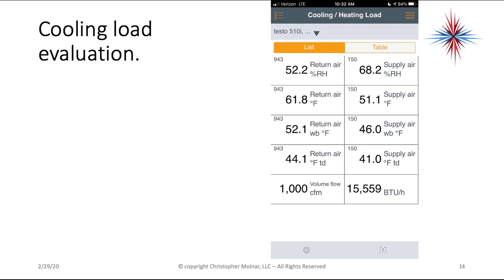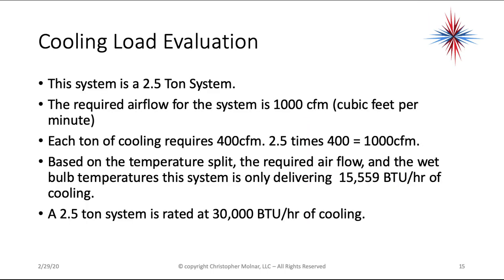So let's take a look at these numbers, and I'll flip back to the slide in a minute. This is a 2.5 ton system. The required airflow for the system is 1,000 cubic feet per minute, 1,000 CFM. Each ton of cooling requires 400 CFM of air, so 2.5 times 400 is 1,000. Based on the temperature split, the required airflow, and the wet bulb temperatures, this system is only delivering 15,559 BTUs per hour of cooling. A 2.5 ton system is rated at 30,000 BTU of cooling.